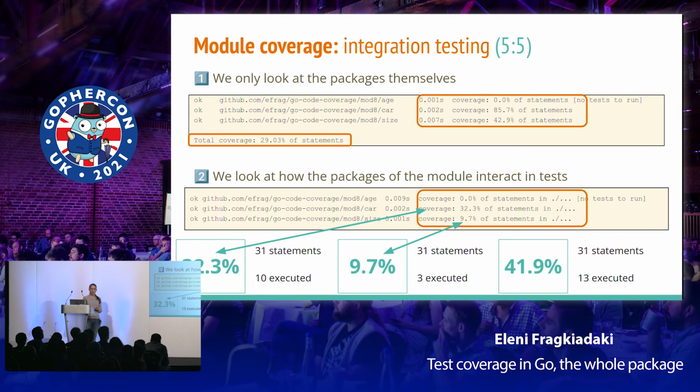And why is that? Because from the 31 statements that we have in the module itself, we know that from one package or another, we had 13 statements that got executed. This is basically what I would describe as the integration coverage that spans across all of the packages that we have inside our module. It's a bit different than what we had before.